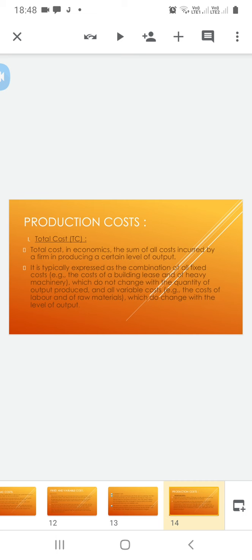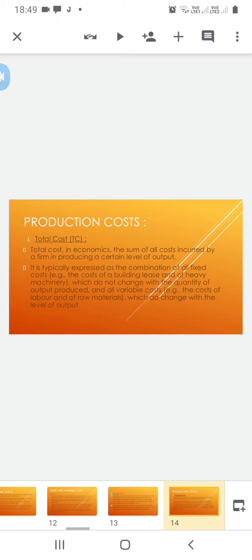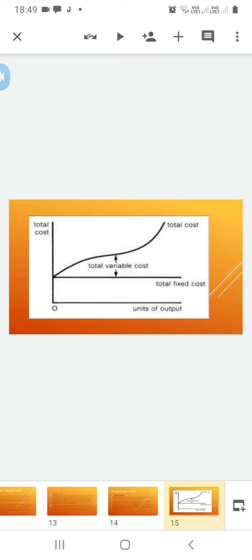Production cost, total cost. Total cost is the total expenditure incurred in the production of the goods and includes both fixed cost and variable cost. Total fixed cost is the cost of capital, machinery and equipment. As it is the expenditure on plant or machinery, it remains constant, and total variable cost is the labor cost. Total variable cost.